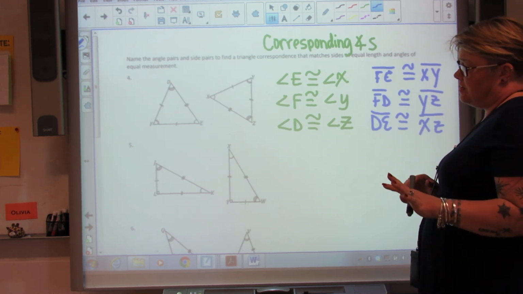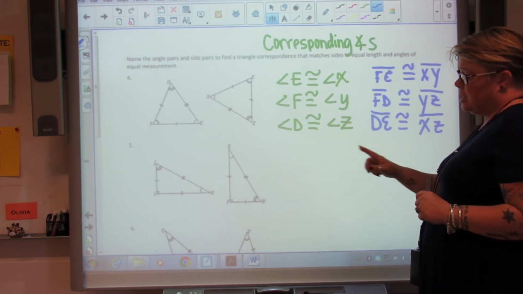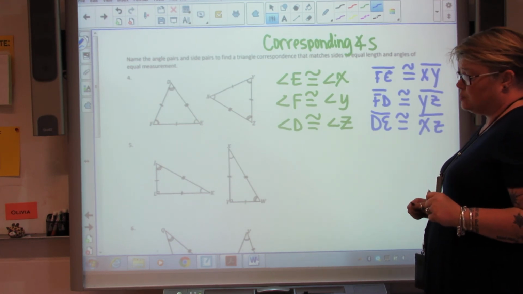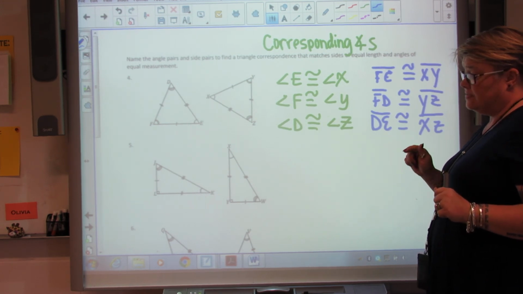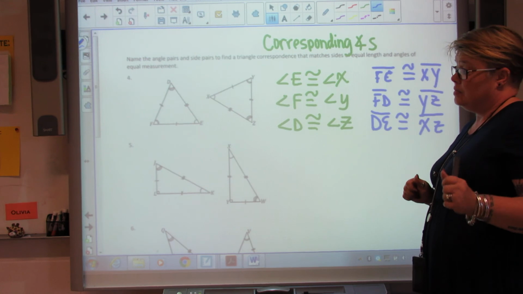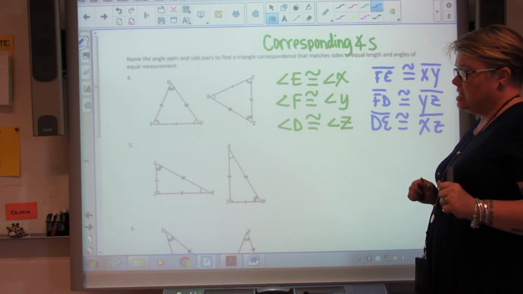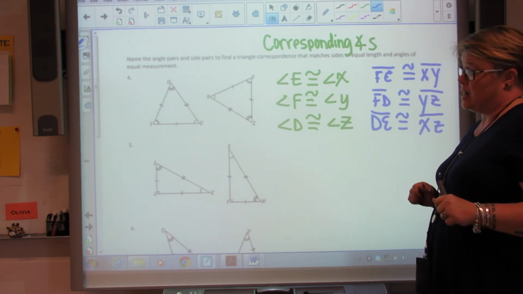So I want you to shut off the video for a second, and I want you to see if you can find the corresponding sides of triangles in number 5 and triangles in number 6. And please have the teacher check them to see if you do indeed have corresponding pieces.